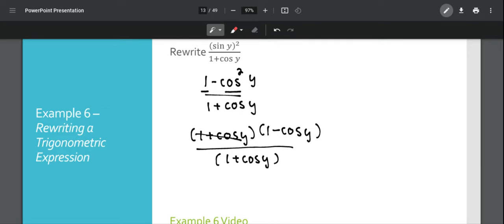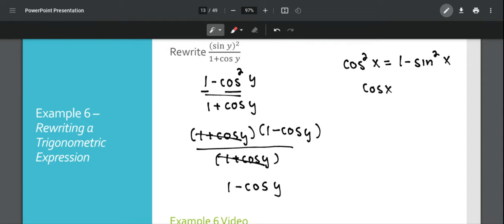And then that last step, hopefully you see, is those common factors, that 1 plus cosine in the numerator, 1 plus cosine in the denominator, which leaves just 1 minus cosine. And 1 minus cosine does not equal sine, right? Because remember that cosine squared equals 1 minus sine squared. But cosine does not equal 1 minus sine. You can't say if you take the square root of both sides that it just simplifies to that. So make sure that you're not doing this.